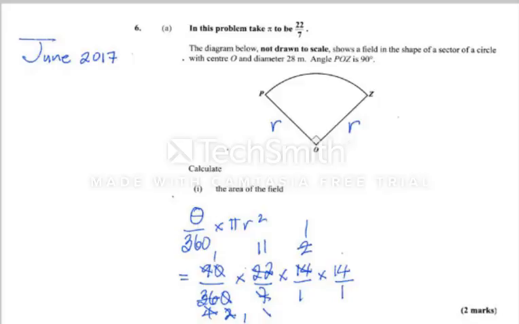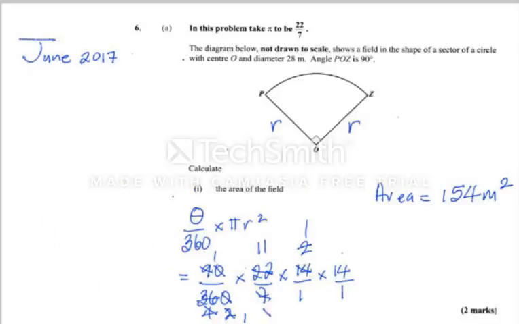So what we have is 11 times 14. So the area of the sector would be equal to 154, and that is meters squared. The area of the sector is 154 meters squared.